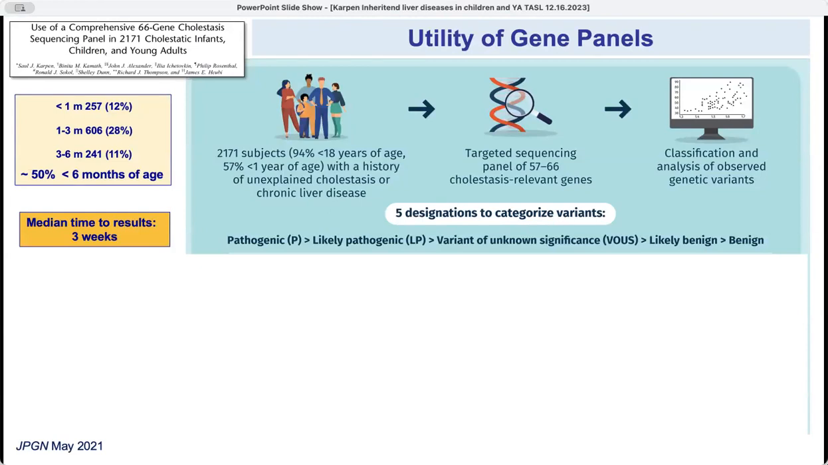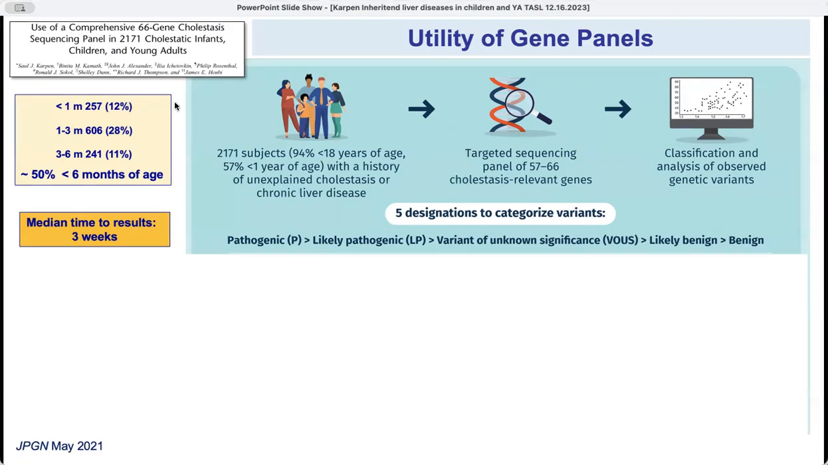But this is the panel that we've been using for now almost 10 years. It's one that included first 57 genes and now 66 genes. It's a pretty wide open way to use the panel. It's funded by several companies. We get the clinical answers. And really the only way we get to use it is we say this is a cholestatic infant or child who does not look like they have biliary atresia or TPN cholestasis.